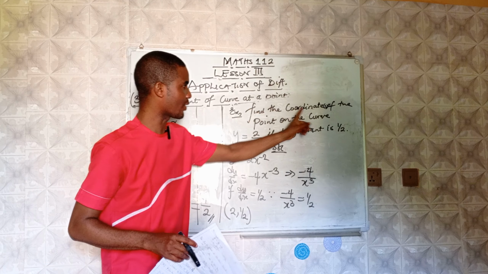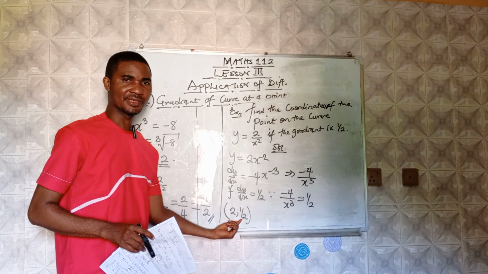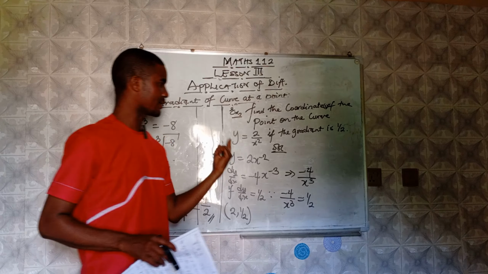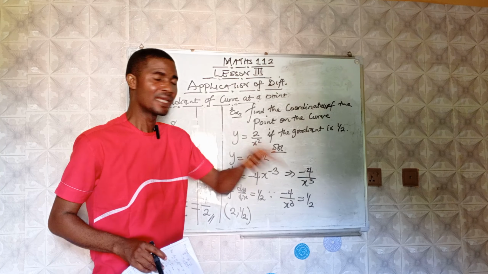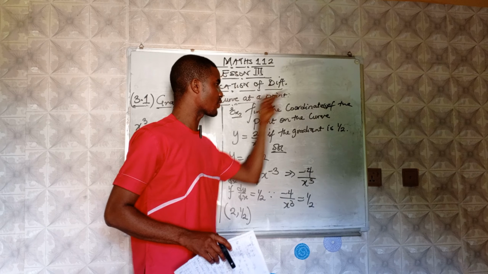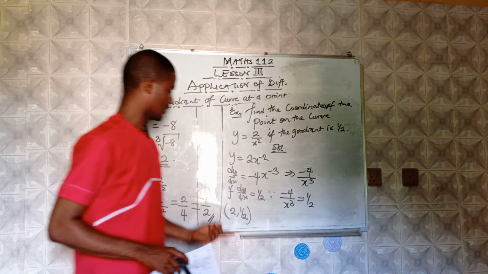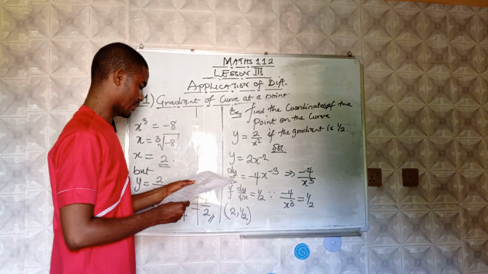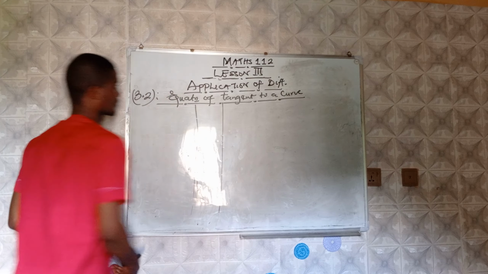The question says I should find the coordinates. These are the coordinates. So I can be given the slope and the curve and asked to find the coordinates. I can be given the coordinates and this curve and asked to find the slope. So that is all that is here. Okay. We move to some other.